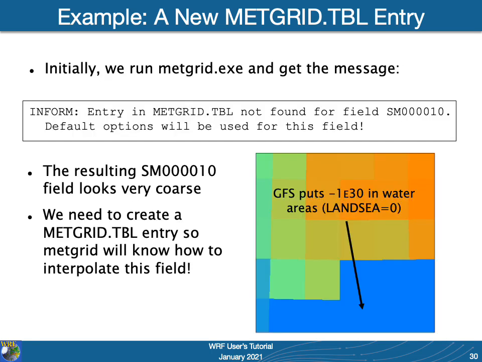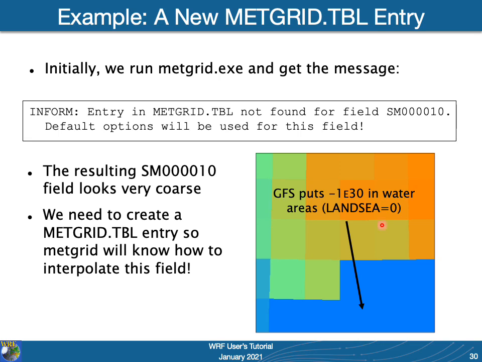So if our intermediate file had a soil moisture field, but our METGRID.TBL did not contain an entry telling the METGRID program how to interpolate that field, when we run the METGRID program, we would get this message printed to the log file and also to the terminal screen. And it would say, entry in METGRID.TBL not found for field soil moisture 000010. Default options will be used for this field. And you may recall that the default interpolation option is a nearest neighbor interpolation.